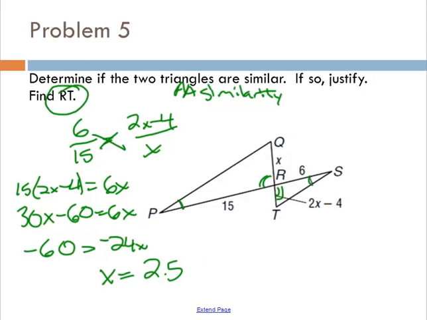Question says find RT, so I'm going to take RT. I'm going to plug it back in, 2x minus 4, so 2 times 2.5 minus 4, that's 5 minus 4, or 1.